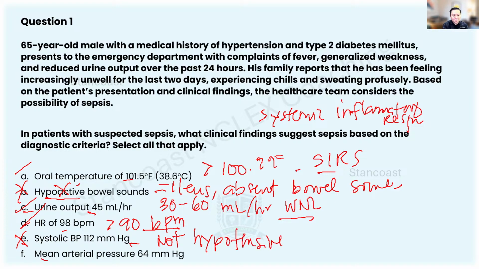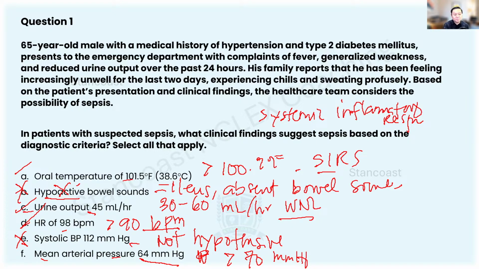And take a look into the mean arterial pressure of 64. Yeah, that is low. 64, way below the lower limit of 70 mmHg. Normally, it should be greater than 70 mmHg. All right. Our patient is low, so suspecting that there is already shock.